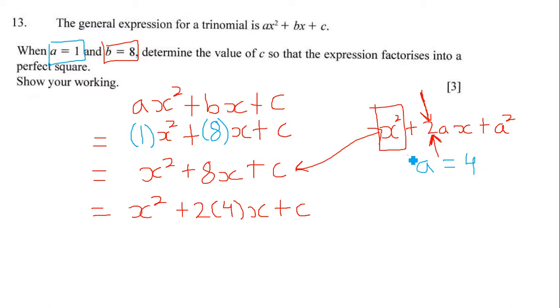And so if a equals 4, think about this now. What must c be in order to correlate with this a squared? It must be a squared. What is a squared? So it'll be 4 squared, yes, which is going to be equal to 16.